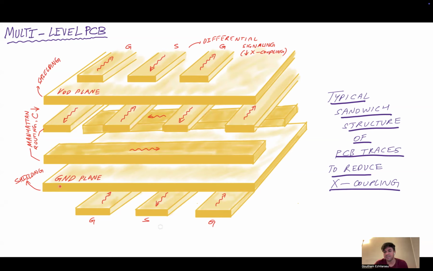And the voltage and ground planes behave as a shielding layer, and they shield the electromagnetic field from one layer to the other layer. So the layers are now separated from each other. So these are the various ways to mitigate or reduce the amount of cross coupling.